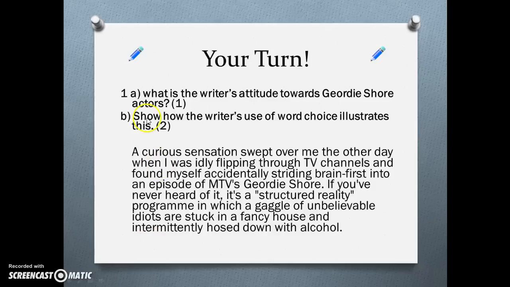Okay, so if I'm you, I'm going to do 1A first. What is the writer's attitude towards the Geordie Shore actors? I'm thinking about how he feels towards them. And then I'm going to move on to my word choice question. I'm going to use my word choice strategy, those four steps, after I've picked out a word or phrase that illustrates how he feels towards the Geordie Shore actors. Have a go at answering these questions in your jotter now.